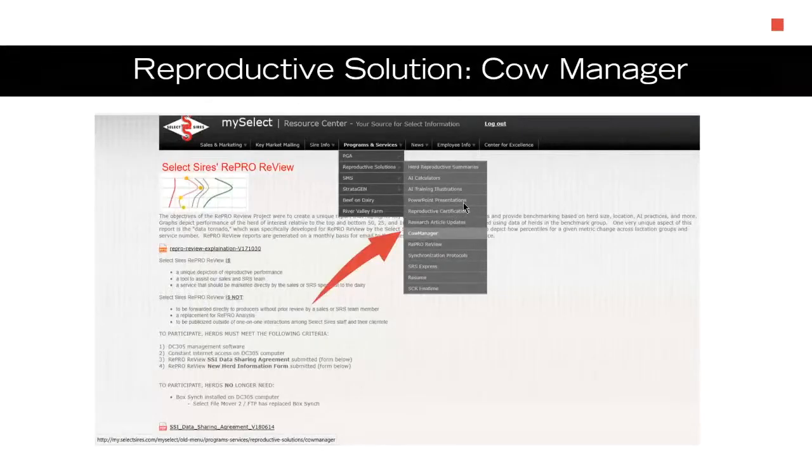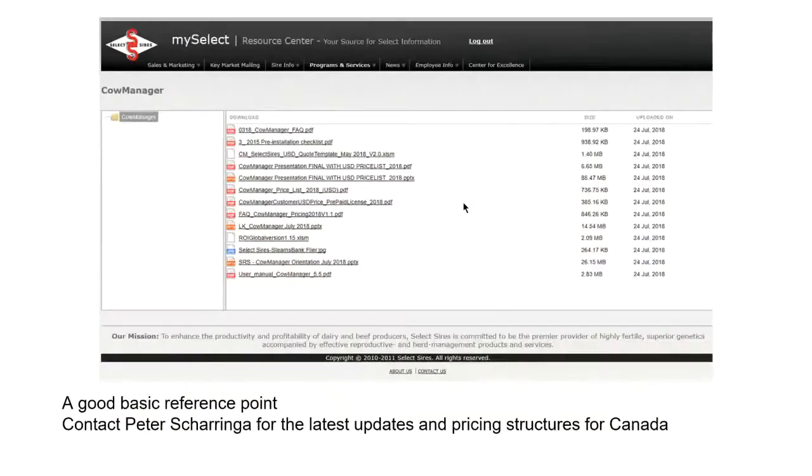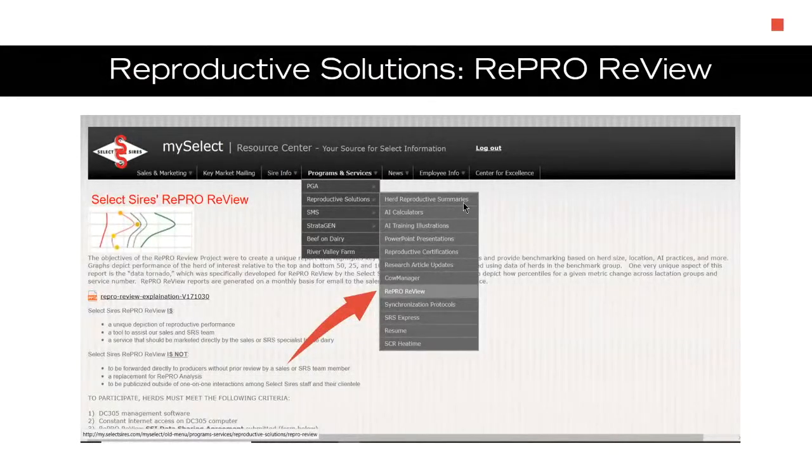The next tab down is the Cow Manager tab, for information about the product, about pricing, and how to implement on farm. So it's a very good basic reference point. For any of the latest updates and pricing in Canada, always contact Peter Sharinga. We also have Repro Review, a newer large herd database proposal that you can work with your SMS evaluators and Lyle crews to deliver.